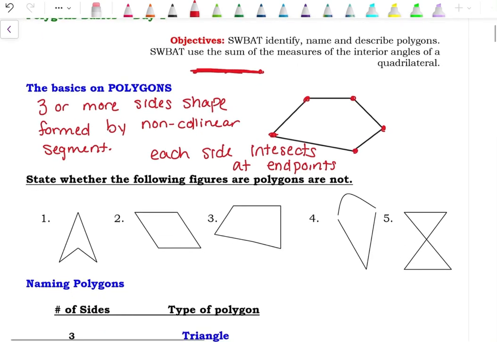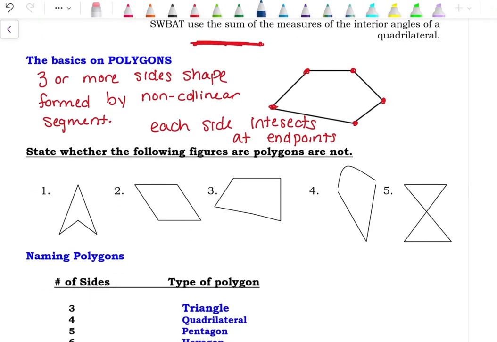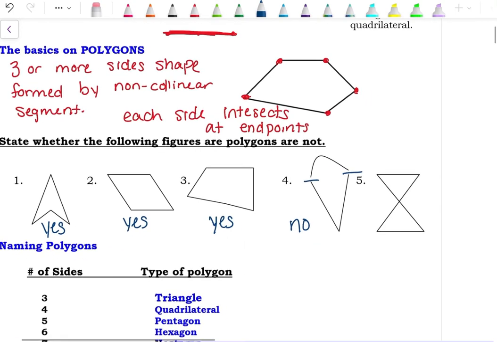So down here we are going to identify whether or not these shapes are polygons. Number 1, yes, it is a polygon. All of the sides intersect at the corners. Number 2, yes, all of the sides intersect at the corners. Number 3, yes, all of the sides intersect at the corners. Number 4, no, our sides do not intersect here. And we also have a curved side, but we'll get to that later. Number 5, no. We can't have collinear sides. You can see that this side is collinear with that side. They intersect right here and not at the endpoints. They have to only cross at the endpoints.